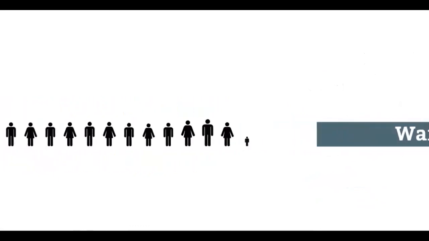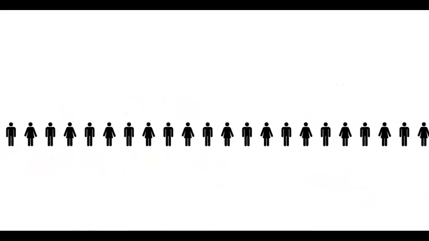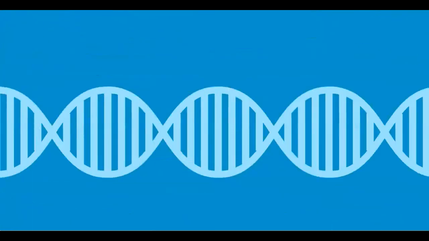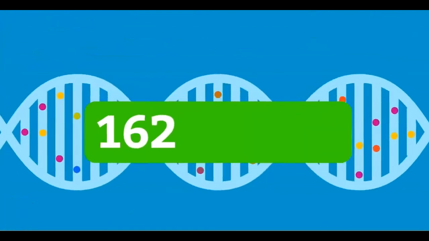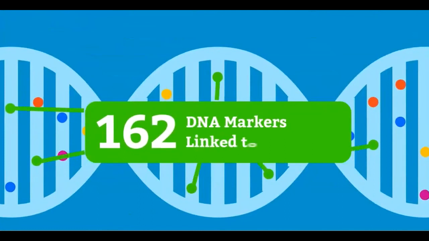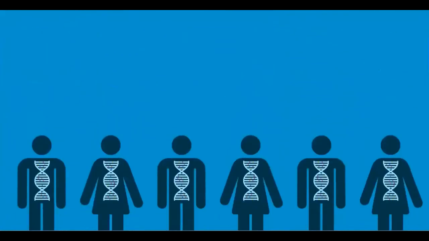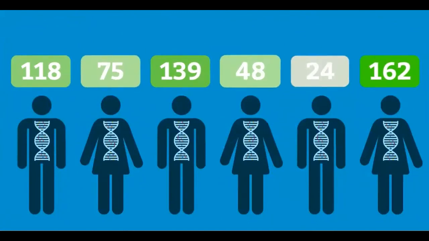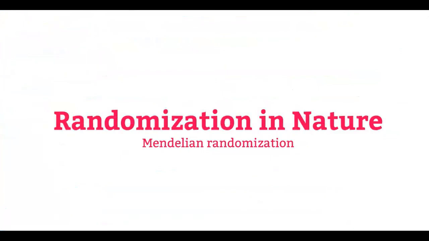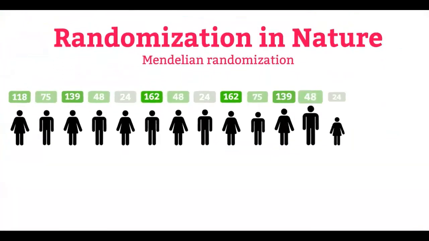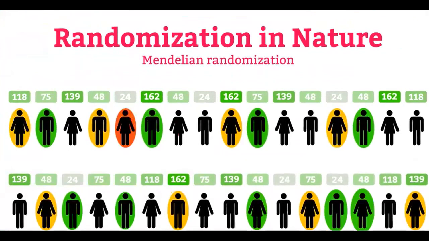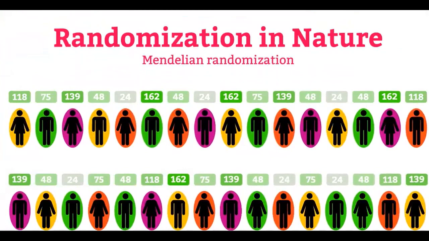So researchers of the current study did the next best thing. They mimicked a trial by looking at randomization that occurs in nature. In every human, all genetic material is randomly allocated from their parents, including 162 DNA markers linked to education. Some people randomly receive more of these 162 DNA markers, while others receive fewer. Just like in a randomized controlled trial, the beauty of this natural trial is that the allocation of educational DNA markers is not linked to any other factors, such as diet or physical activity.